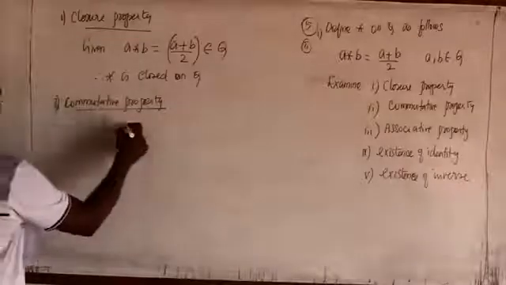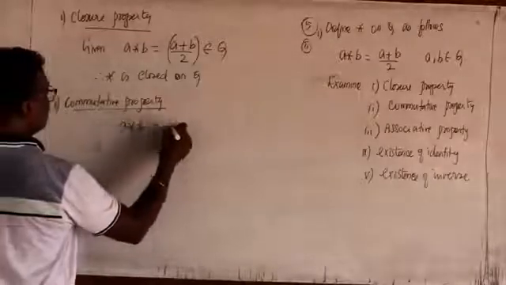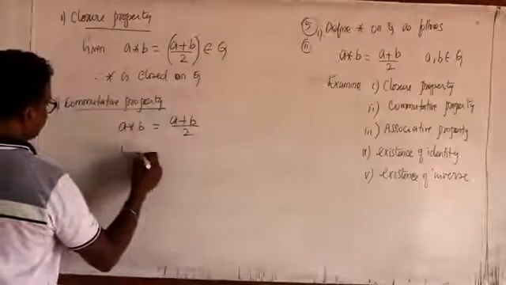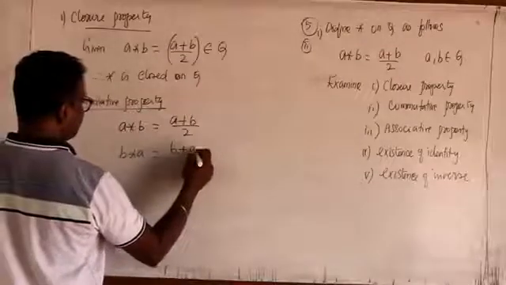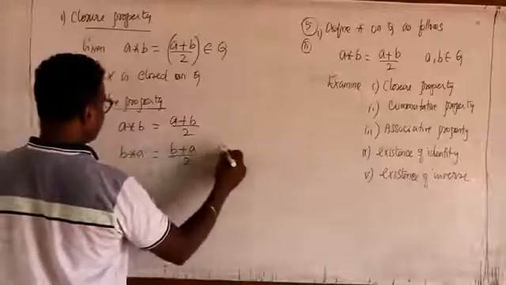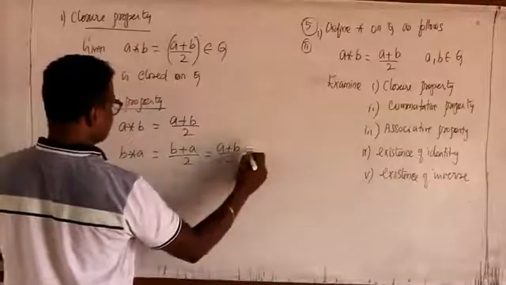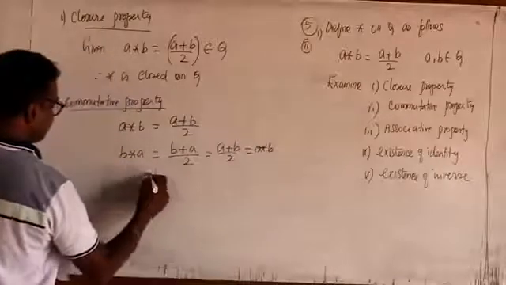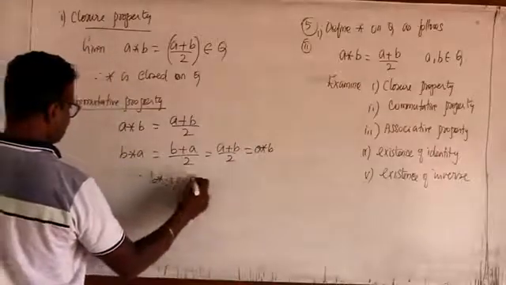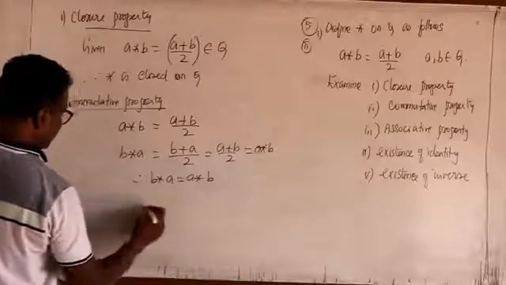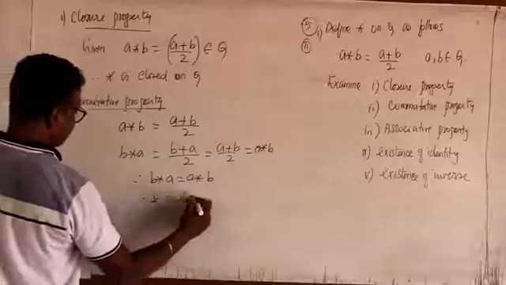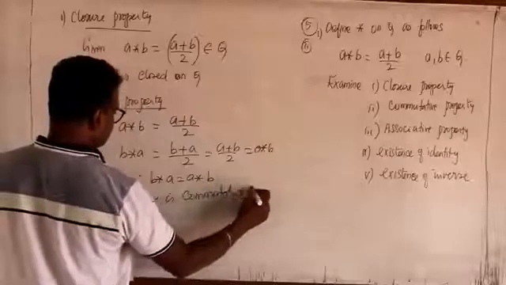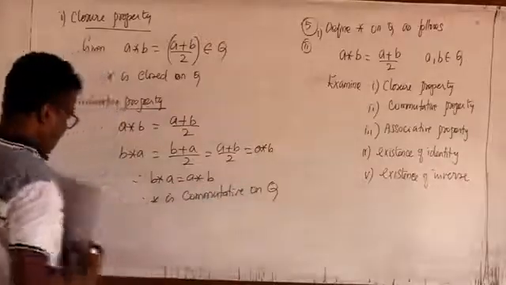Second one, commutative property. What is A star B? It is A plus B by 2. Then B star A will be B plus A by 2. That is also A plus B by 2, which is equal to A star B. Therefore, B star A equal to A star B. Therefore, star is commutative on Q.